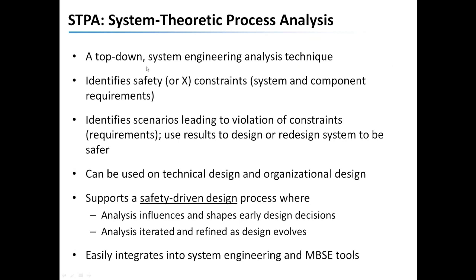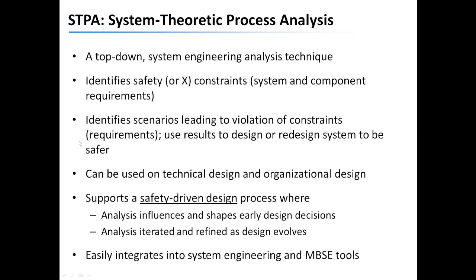STPA is a top-down system engineering analysis technique. It identifies the safety constraints, the system and component requirements. And you'll see I have an example. I'll show you how we identify the software safety requirements using analysis. And we actually have automated tools that can do this. Why I say it's "X" is that this works on any emergent property. So it works on security, but it works on quality, it works on producibility, it works on anything that's an emergent property, and we're starting to look more at that now.